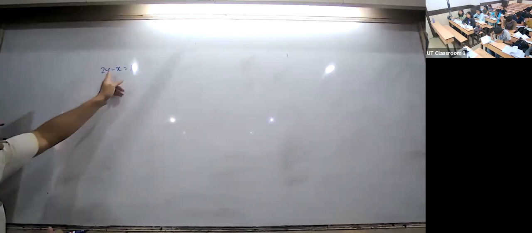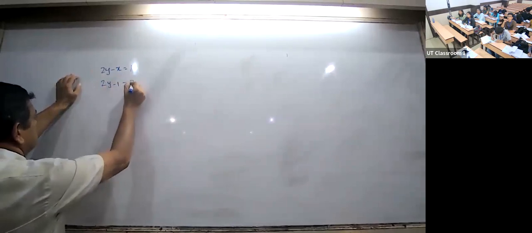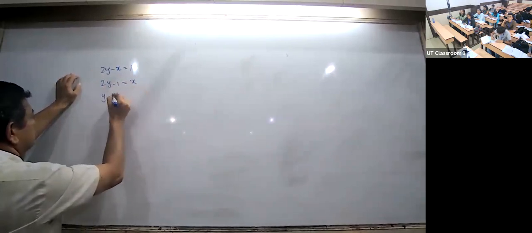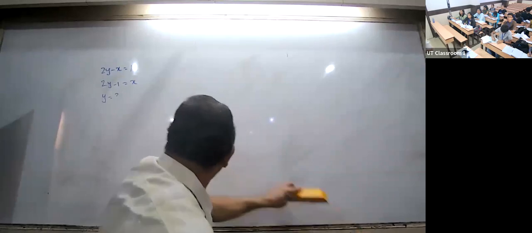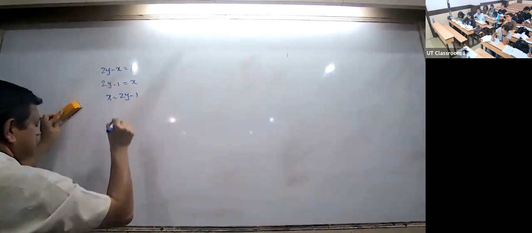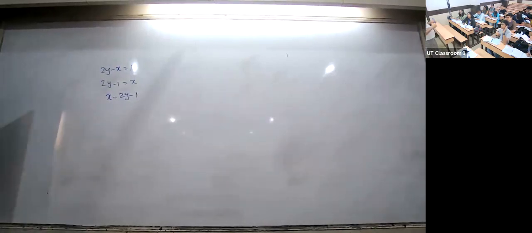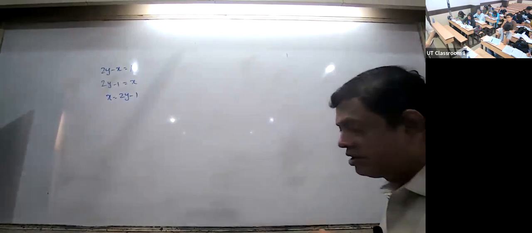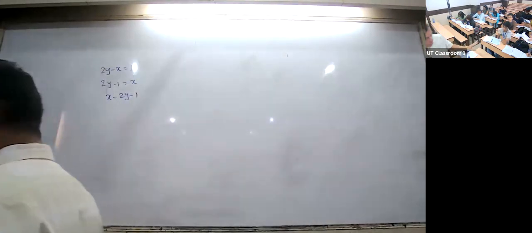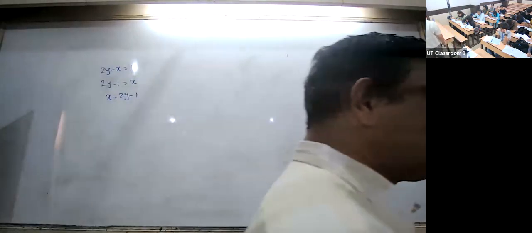It's easier if you shift this x to that side. 2y minus 1 is equal to x. Therefore, x is equal to 2y minus 1. Now, what is to be substituted? Whose value is to be substituted? Substitute the y value, you will get the value of x. Substitute any value, don't put bigger values. All of you make the table. I want to see everyone's table.